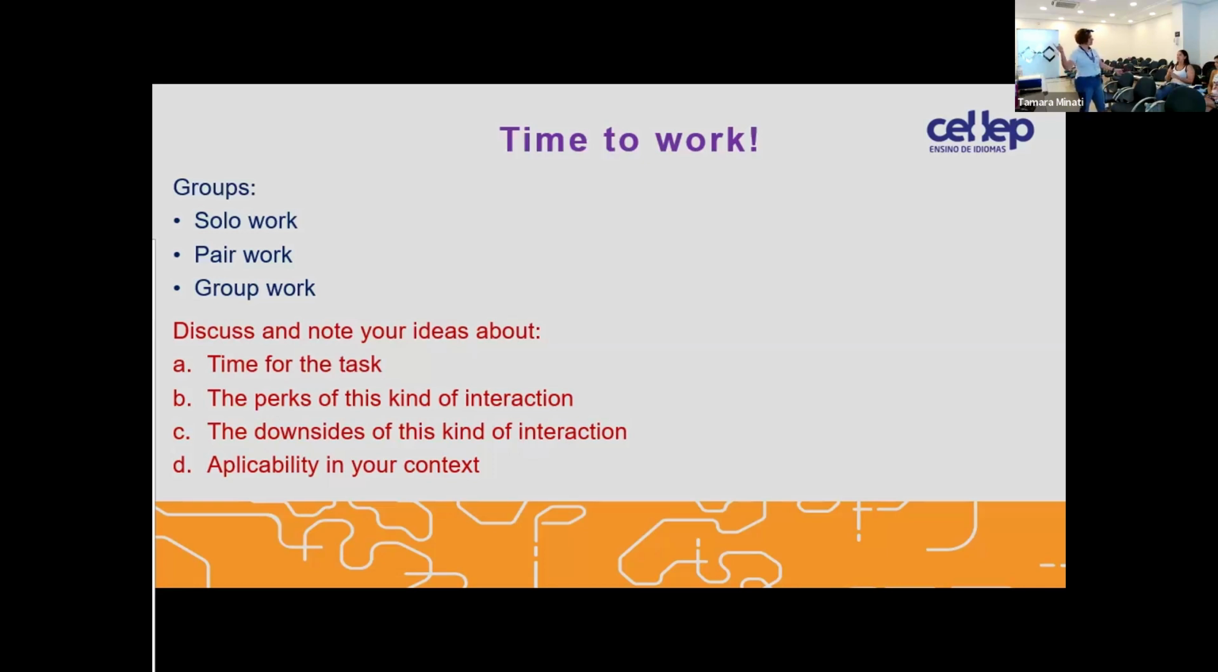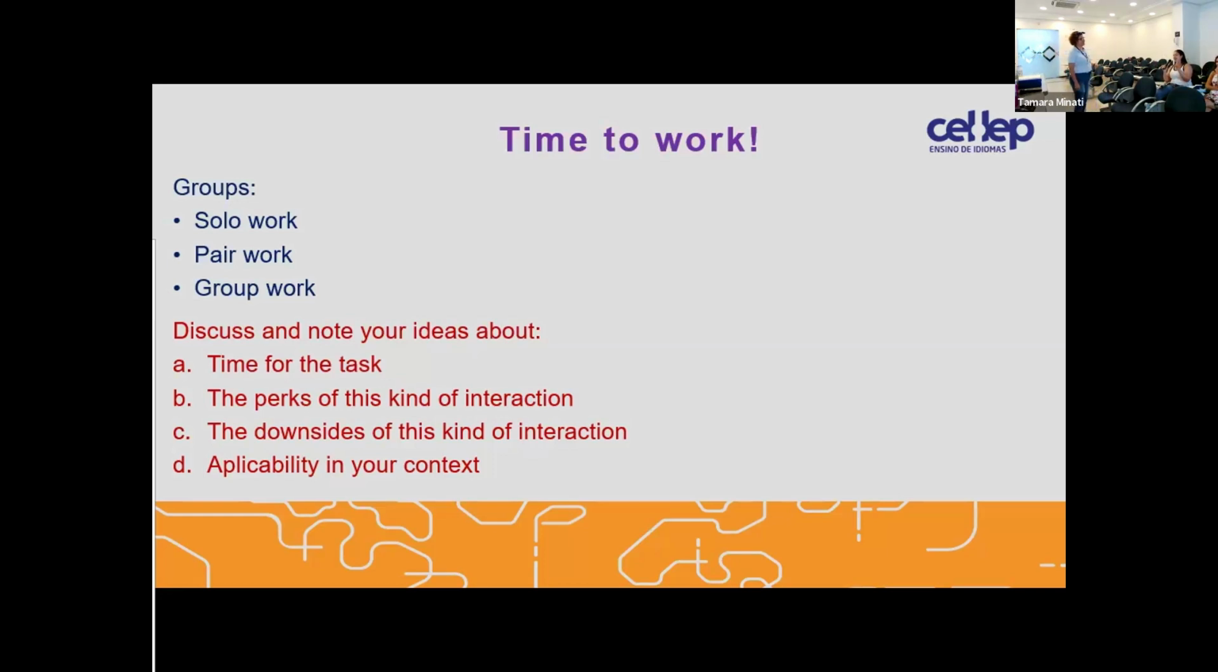And the applicability in the context. On the solo work, what we thought about the solo work, I forgot. It's okay. I will begin with the pair and group.